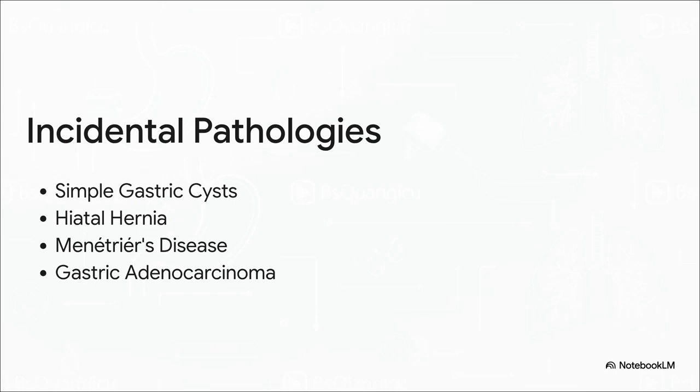Also remember, even though we are just looking for fluid volume, it's still an organ, and you might stumble upon some incidental findings. You could spot simple gastric cysts or the funneling of a hiatal hernia. You might even catch lesions from Menetrier's disease or thickened walls pointing to gastric adenocarcinoma. And, side note, if your patient has altered anatomy, like they've had a gastric bypass or a sleeve gastrectomy, the utility of this whole protocol drops significantly.